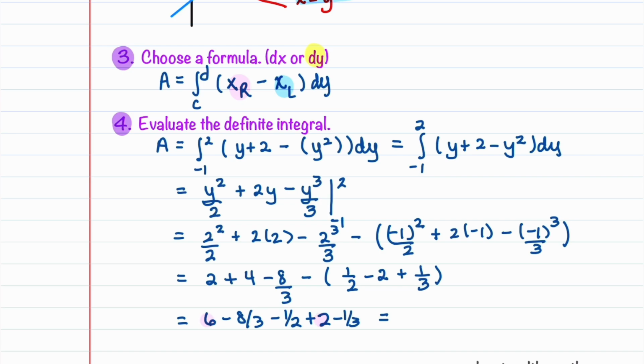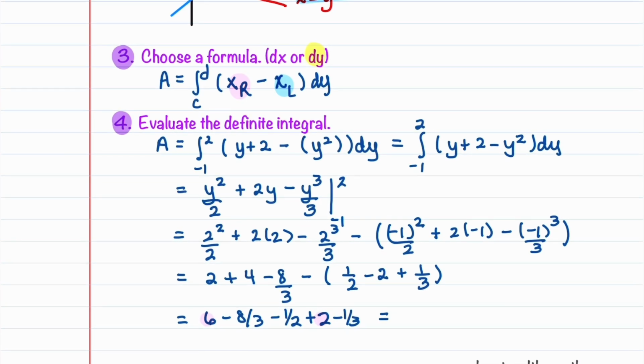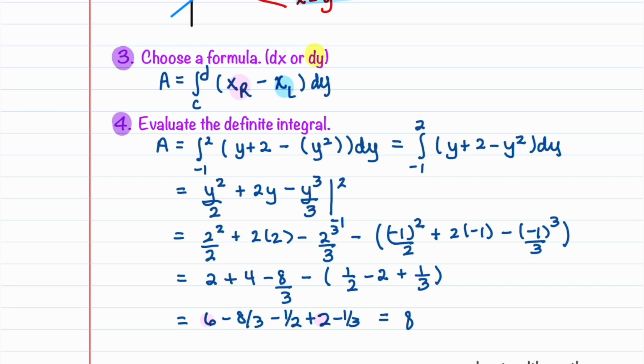6 and 2 is equal to 8. So we have 8, and then we have minus 8/3 minus 1/3. That is minus 9 over 3, which is -3, and then minus 1/2. So this is 5 minus 1/2, which is equal to 9 over 2. Our area then between our two curves is equal to 9 over 2, or 4.5.